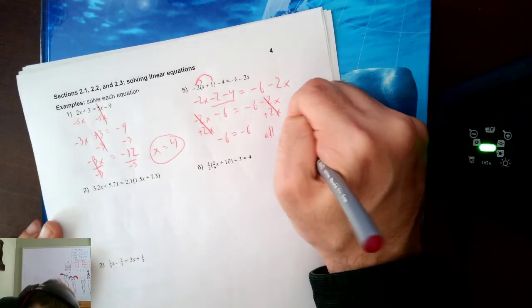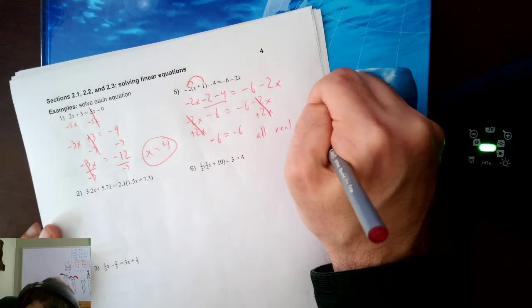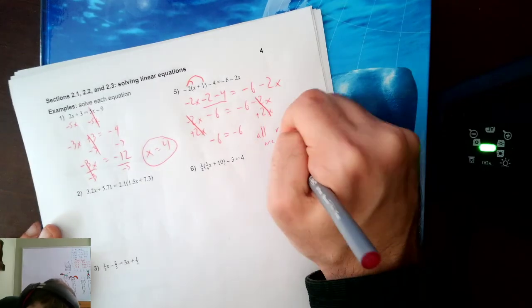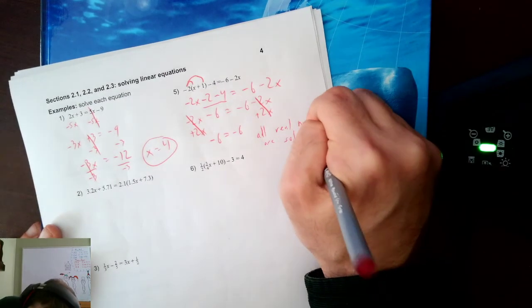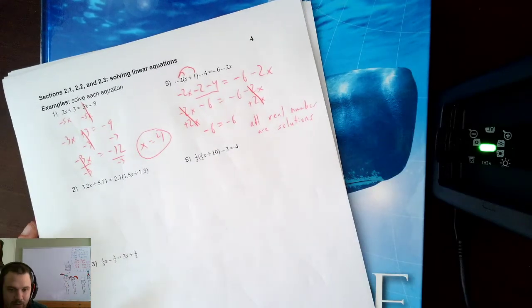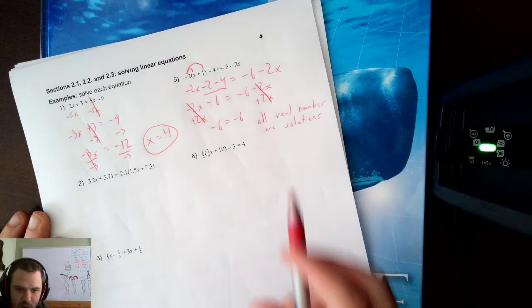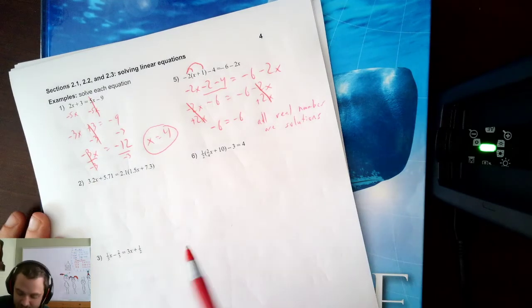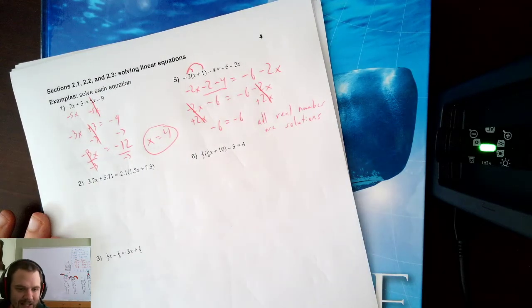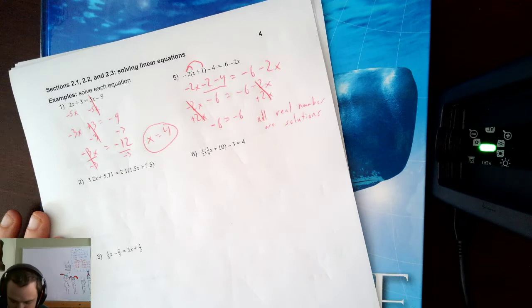All real numbers are solutions. All real numbers worked out, right? All real numbers are solutions. So I got to keep that in mind, that is a possibility. If the x's disappear on both sides, all real numbers are solutions.